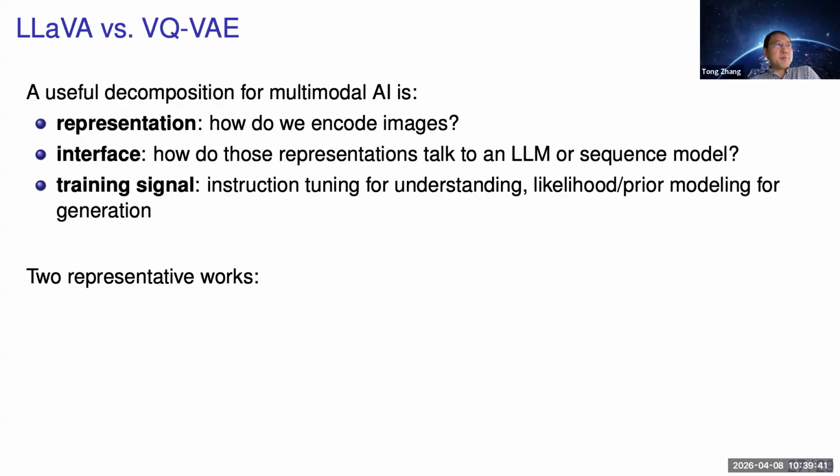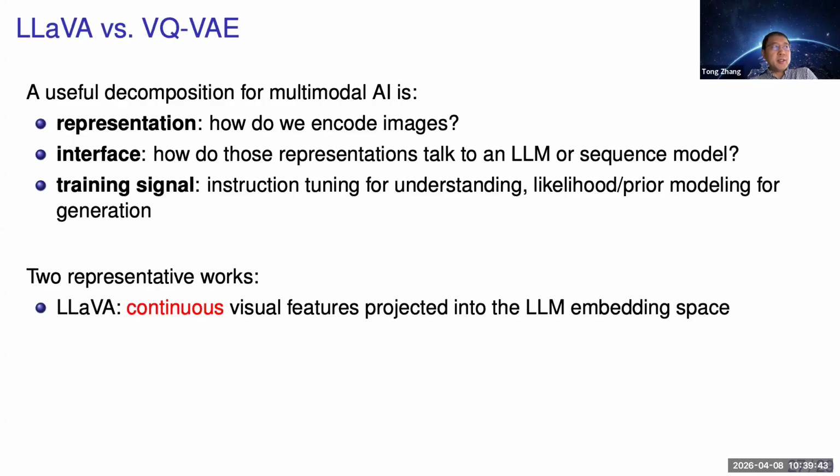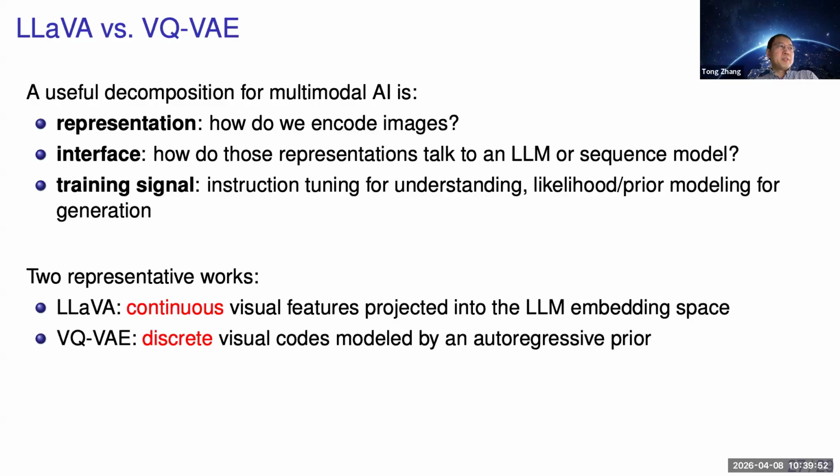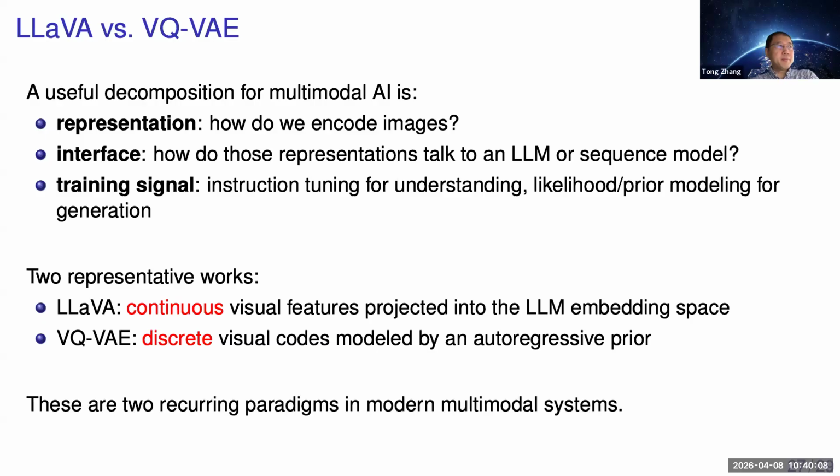Of course, we talked about this representative work. It's a continuous token, it's LLaVA, talking directly to the embedding layer for understanding. VQVAE is a discrete visual code modeled by an autoregressive prior. So basically, this is continuous token, discrete token, understanding, generation. So that's two.